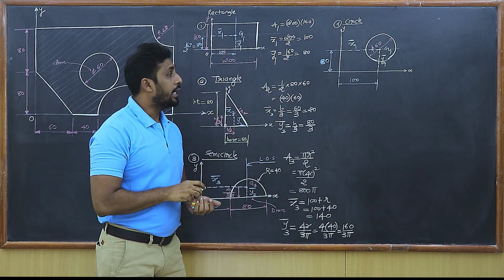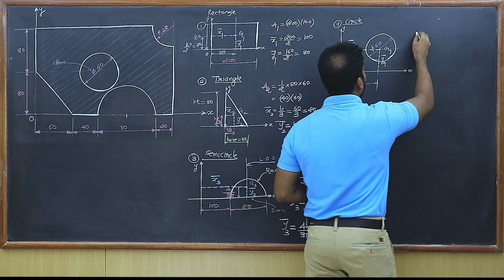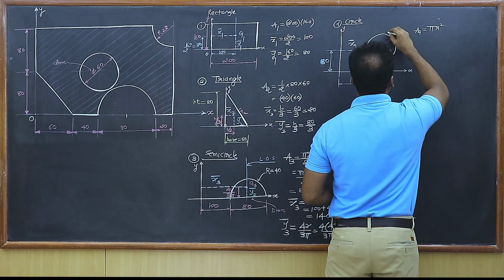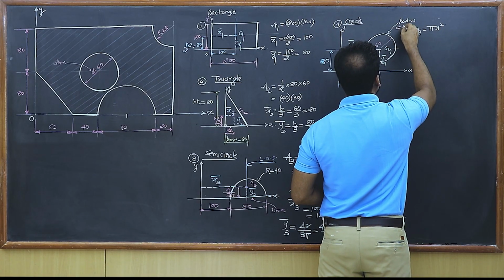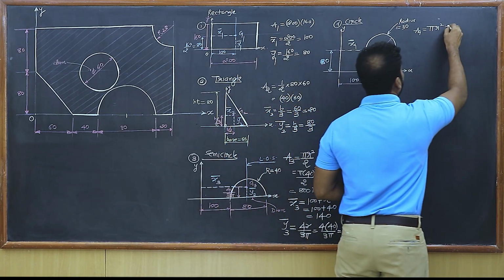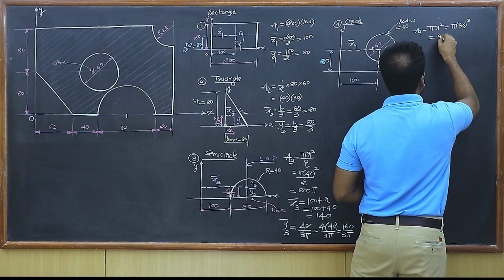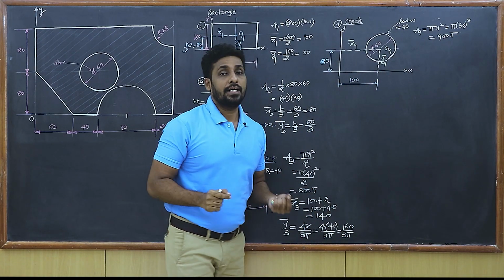So very first I will write the area. Let's say the area of the circle, we remember it is going to be pi r square. So what is the radius of this particular circle? Radius is simply going to be 30 units, isn't it? So I get pi into 30 square, which simply becomes equal to 900 pi units square. So that's the area of the circle.